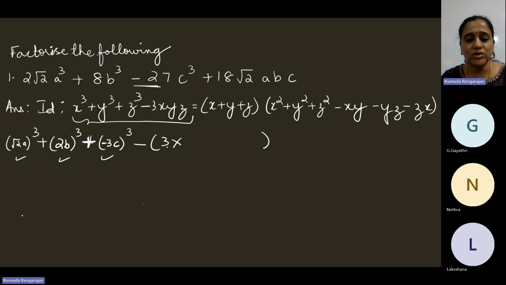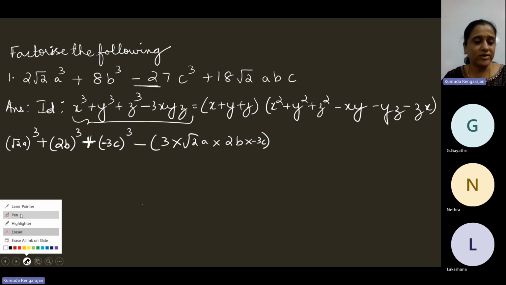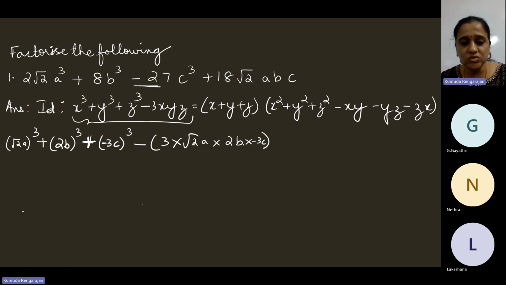Now minus 3 into x, root 2a, into y, 2b, into z, minus 3c. Now multiply and check. Multiply 3 x y z and check. 3 into 2, 6. 6 3s are 18. 18 root 2 a b c. And there's a minus here, and there's a minus outside. So minus into minus is plus. And the product is plus 18 root 2 a b c. Yeah, that's what we have there. So we are right in identifying the expressions for x, y, and z.